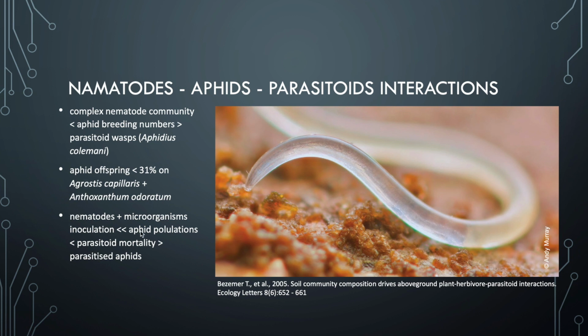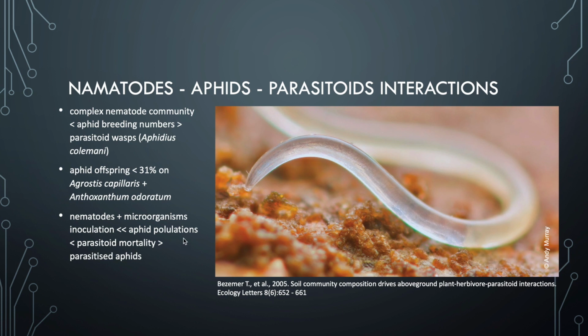And when nematodes plus other beneficial soil microorganisms are introduced or inoculated into the soil, this decreases aphid populations, but also decreases parasitoid mortality and increases parasitized aphids. So that means that the control of aphids via the parasitoid wasps is increased as a result of healthy soil ecosystems, so nematodes and microorganisms being present in a healthy soil. And you can read the results of the study, and I've got a reference there.